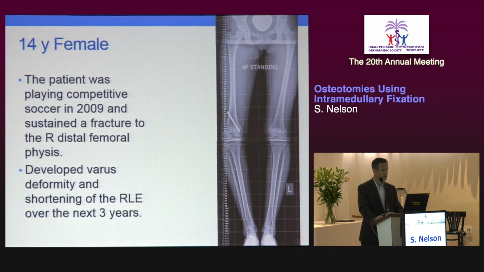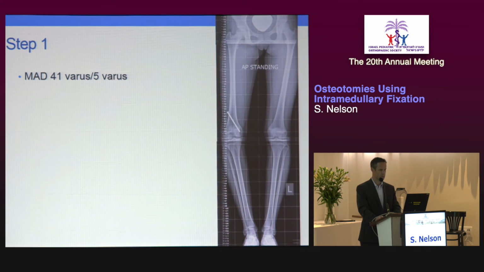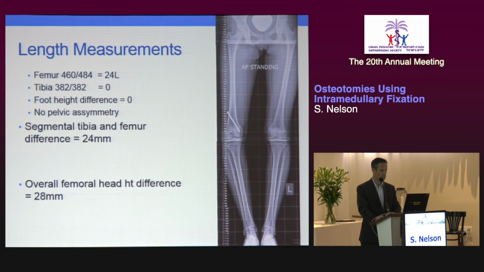This is a 14-year-old girl that sustained a right distal femoral fracture approximately 3 years before and developed a varus deformity and shortening of the right lower extremity over the next 3 years. She had a varus mechanical axis deviation. MPTAs were normal. LDFAs were increased on the right side. And then here's the length measurement showing 24 millimeters of shortening on the right femur.